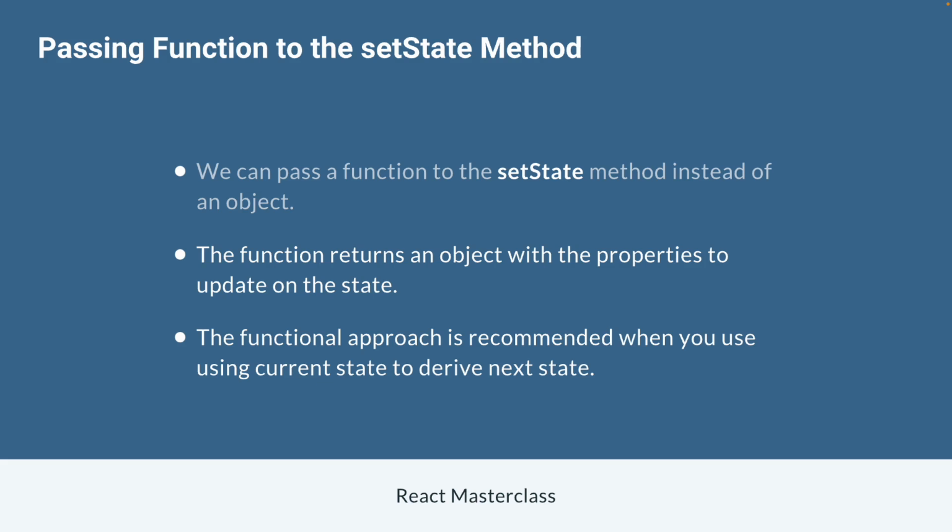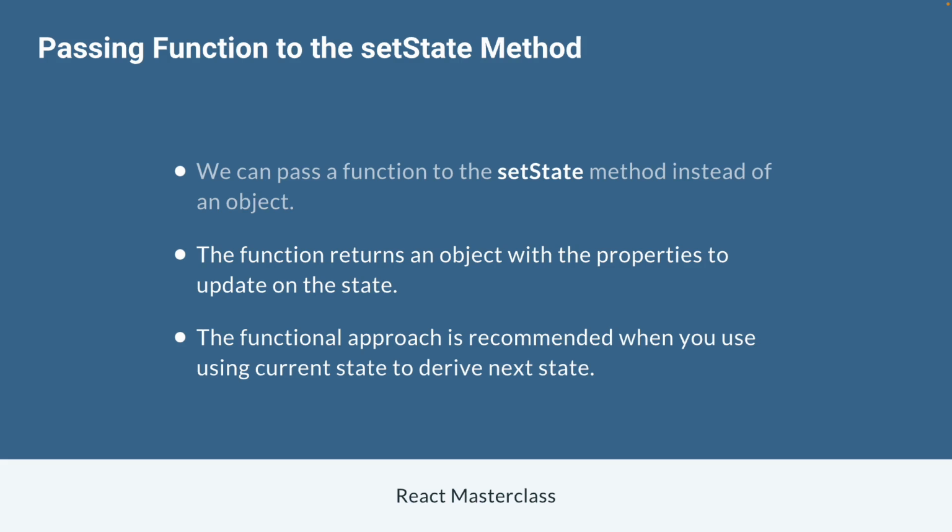So if your next state is just going to be generated, or you know what it is, then you can just use an object. But if you want to use current state to derive or calculate next state, then it's a good idea to use the functional approach. And we saw an example when we transitioned our handle mode change method to use the current value of the login mode state property to get the next value for that property, which is always going to be the inverse Boolean.